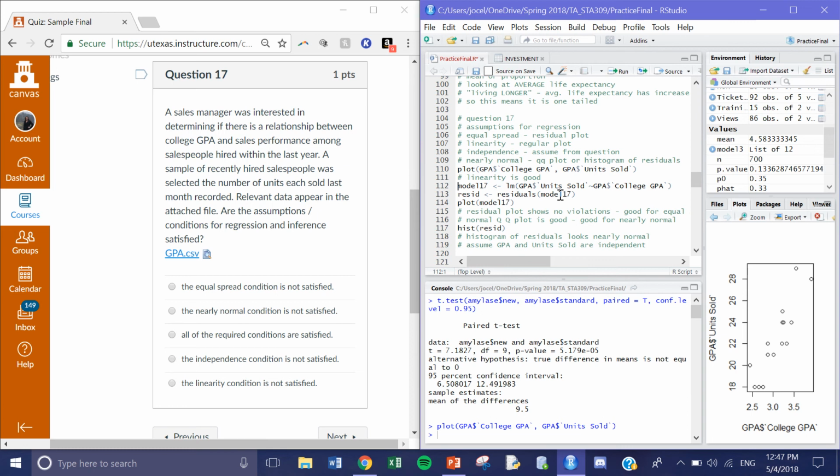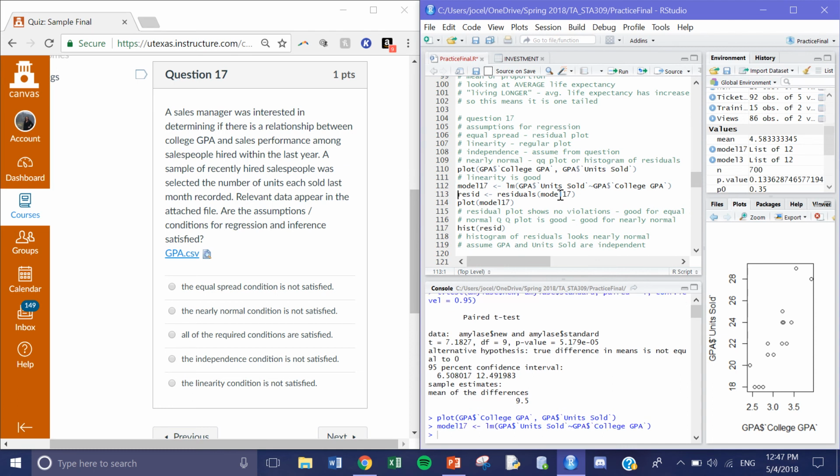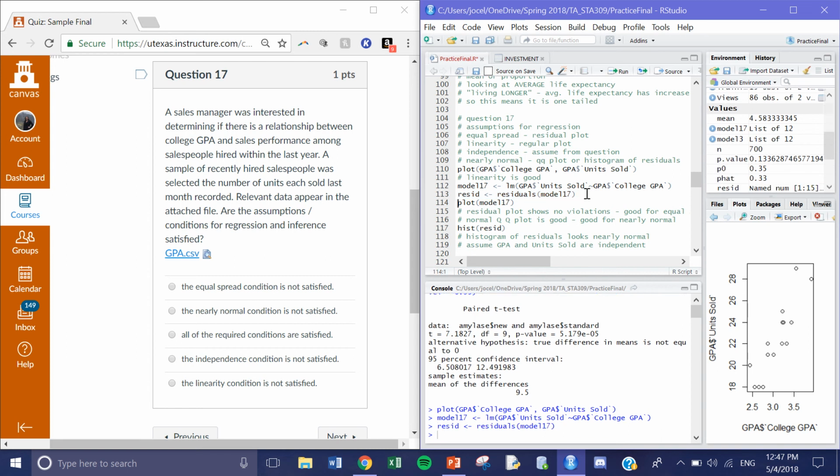And we talked about this a little bit earlier. First, I'm going to create a model with the LM function with my Y variable, and then the tilde, and then my X variable. I'm going to create that model. Then I can just do plot of model 17. I don't really have to have line 113. I'll just delete that. Actually, excuse me, yes I do, because I'm going to use that as the residuals. So I'm going to create a little vector called the residuals, and then I'm going to plot model 17.